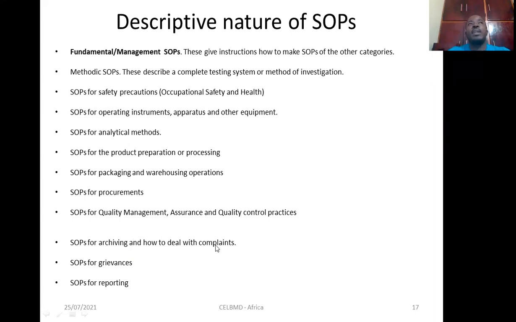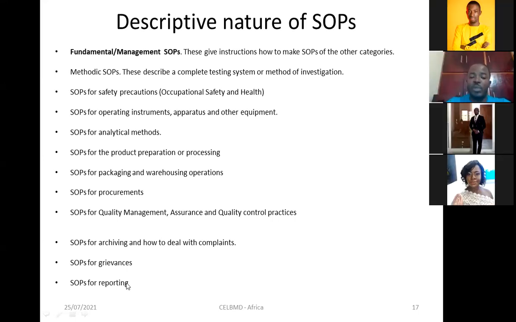This is usually at the customer services desks. SOPs for grievances. A lot of companies call it grievance procedures, and SOPs for reporting, guiding every employee on their reporting line and details on reporting.